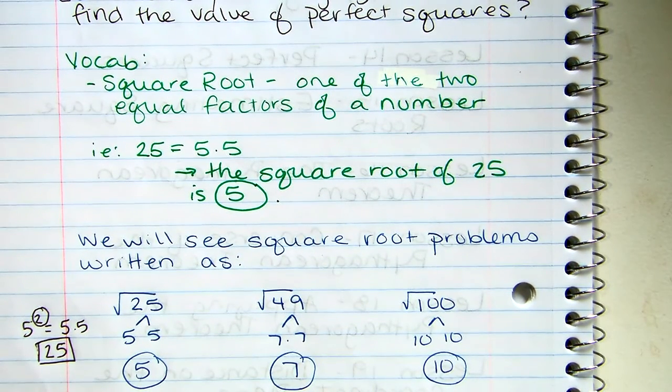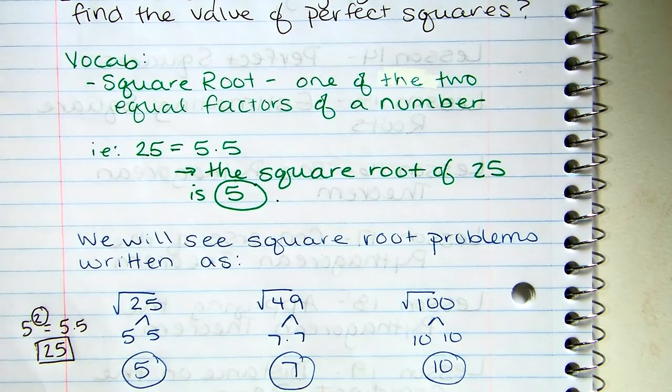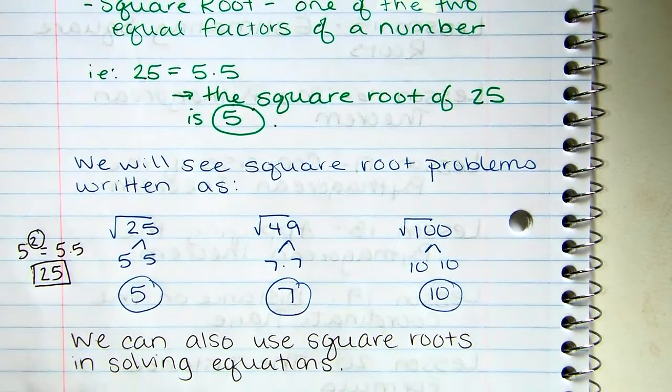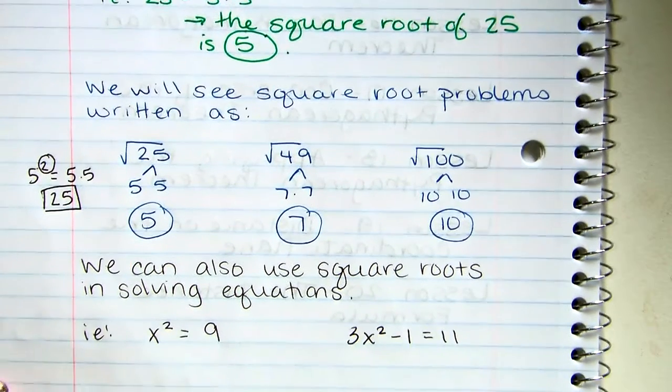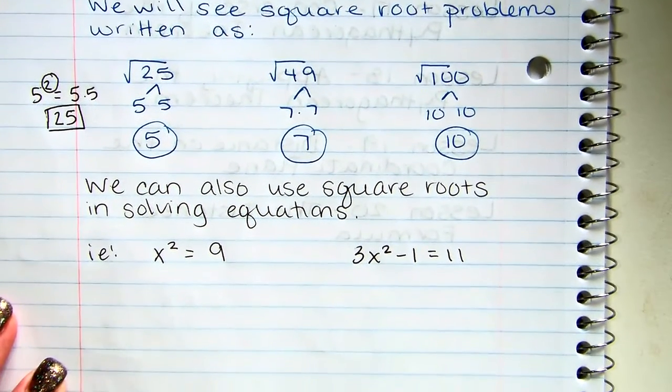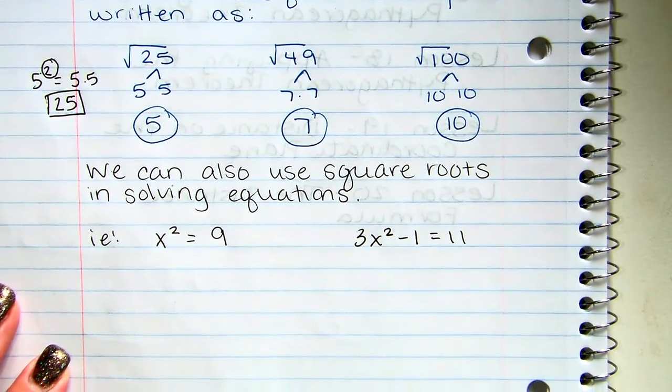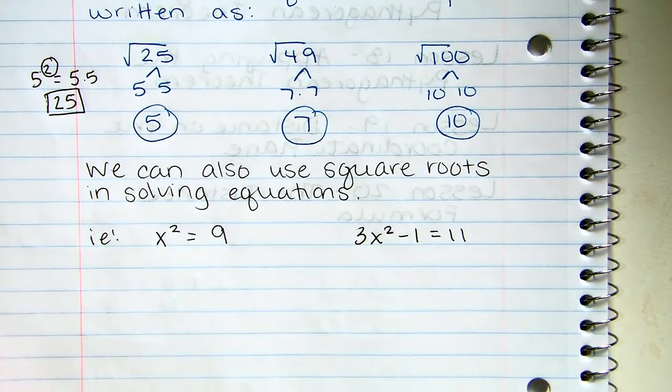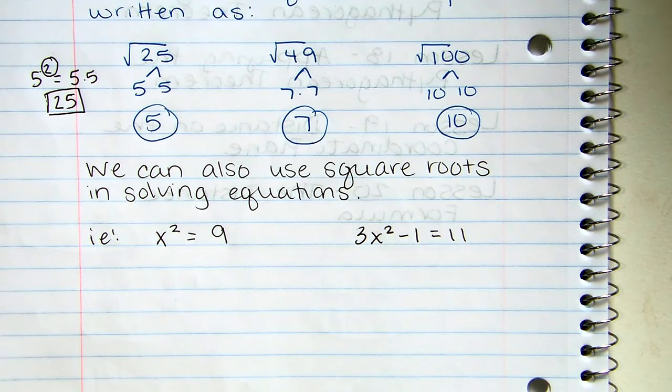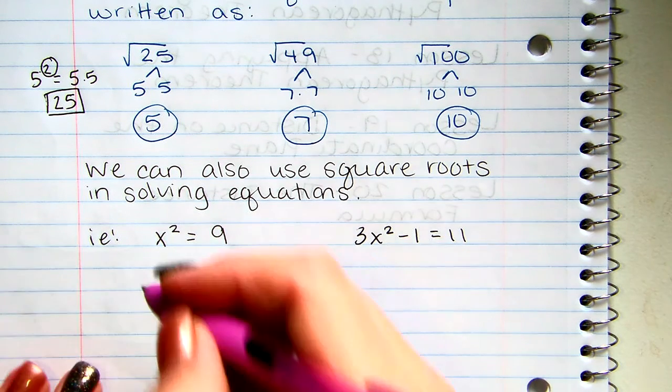Now, in your assignment and in this lesson, you will also be solving square roots involving equations. These are not anything different than 1, 2, or multi-step equations. The same processes will be used here. So I have two example problems that we are going to go over together. Now, problem number 1 says x squared equals 9.